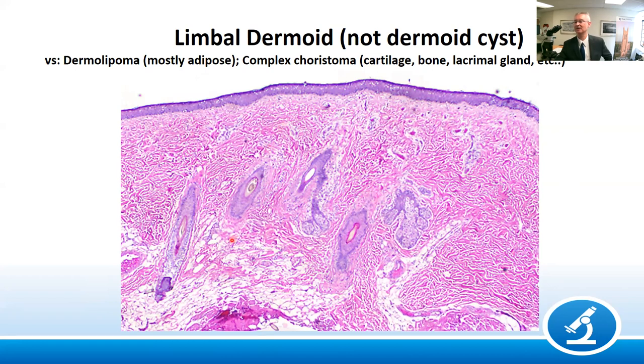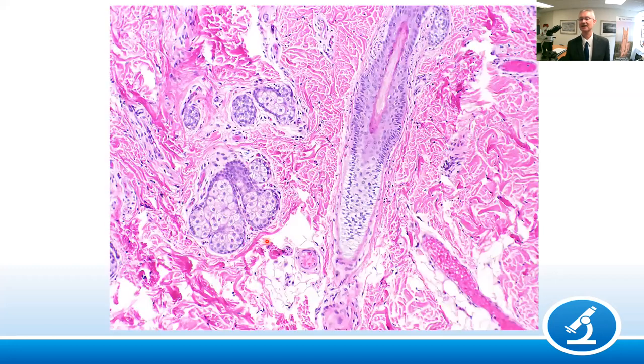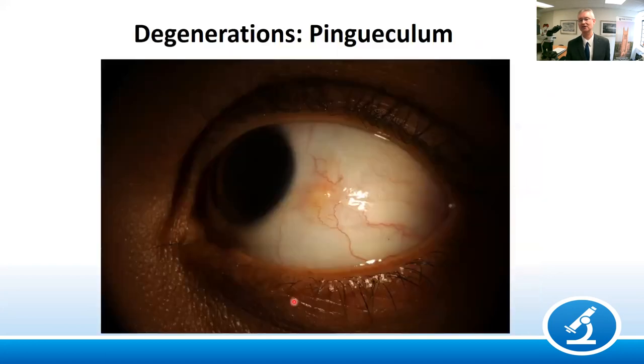And if I were to find some mesenchymal elements, such as cartilage or bone or lacrimal gland tissue, I'd call that a complex choristoma. A choristoma is benign tissue in an abnormal location, right? Think of your optic nerve choristoma. You should not have adipose tissue or smooth muscle in your optic nerve, but if you do, you would have a diagnosis called the optic nerve choristoma. It's extremely rare. I've only seen one case. And here's another higher power magnification showing, of course, adnexal elements, some fibrocollagenous muscular tissue in the limbal dermoid.